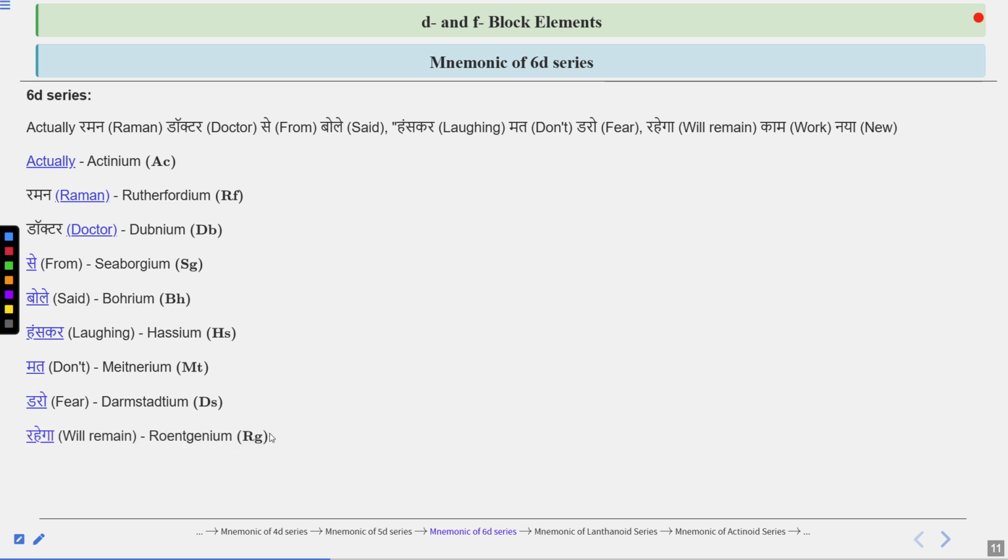Rahega is for roentgenium, that is Rg. Kaam is for copernicium, that is Cn. Okay, so this is the 6D series and the mnemonic of 6D series, which you can learn, and it is going to help you in many ways later. Okay, so actinium, actually रमन डॉक्टर से बोले हंसकर मत डरो रहेगा काम. Actinium, rutherfordium, dubnium, seaborgium, bohrium, hassium, meitnerium, darmstadtium, roentgenium, copernicium. Okay, so this is the 6D series.